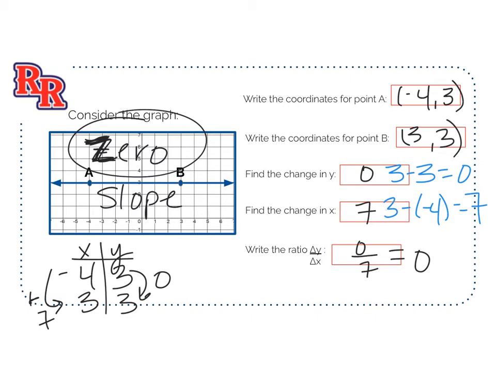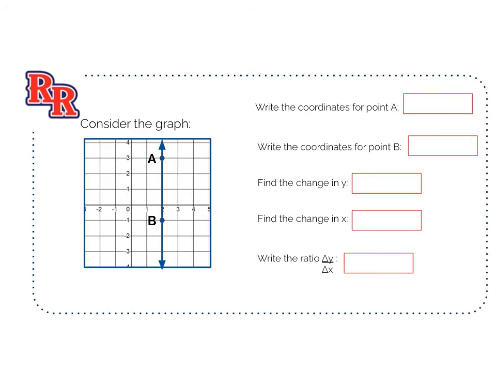Those are two very different things. Example: what do you notice about this? This is a vertical line. This isn't even a function because it's a vertical line, but I can still find the slope of this non-function. The coordinates for A here are 2, 3, and the coordinates for B here are 2, -1. So what do you notice? I notice that the x's are the same.